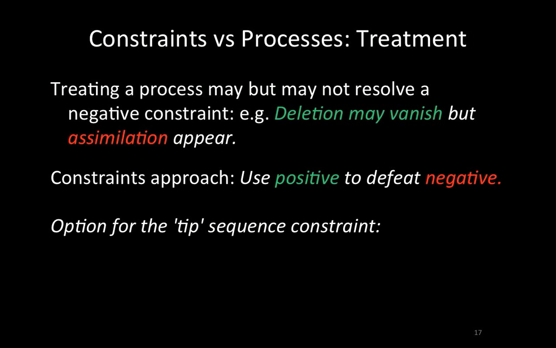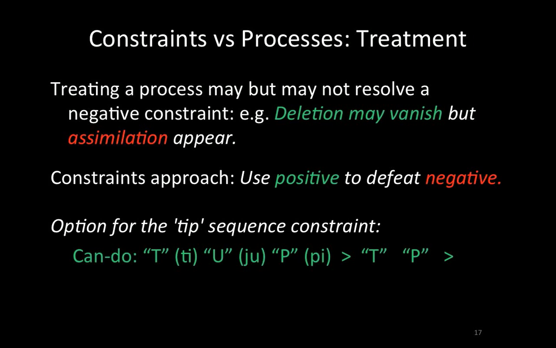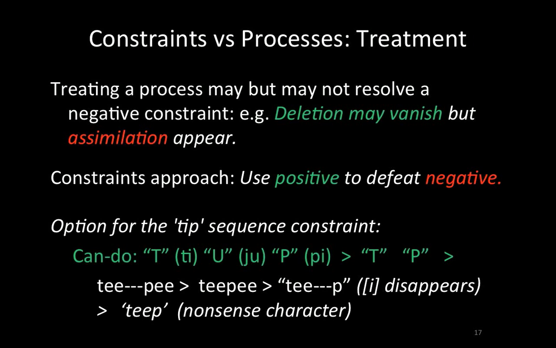So an option for the tip sequence constraint for therapy, what can the person do? Well, they can say T, the letter T, name. They can say U, and they can say P. So you could have them say T, U, P. And then they could leave out the U and just say T, P. Then after that became comfortable, they could turn that into a word, tp.